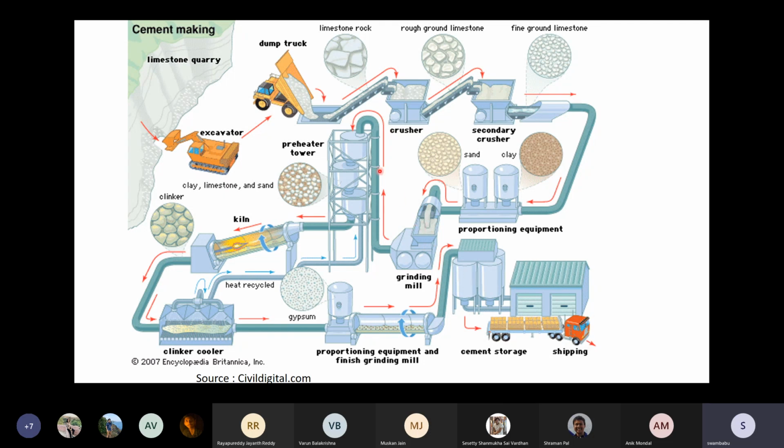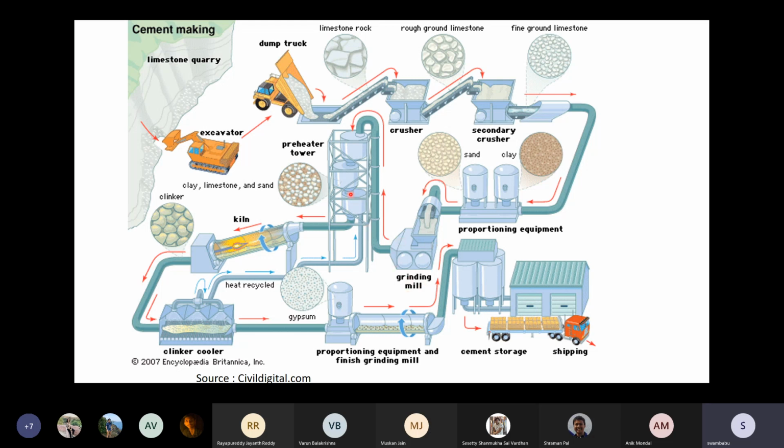After that, it goes to the preheater tower. Whatever material we need to heat higher than 1000 degrees centigrade, we cannot heat to such a high temperature immediately, so they have a preheater. In the preheater, the boiler waste heat is utilized for preheating all three solids which are mixed here.